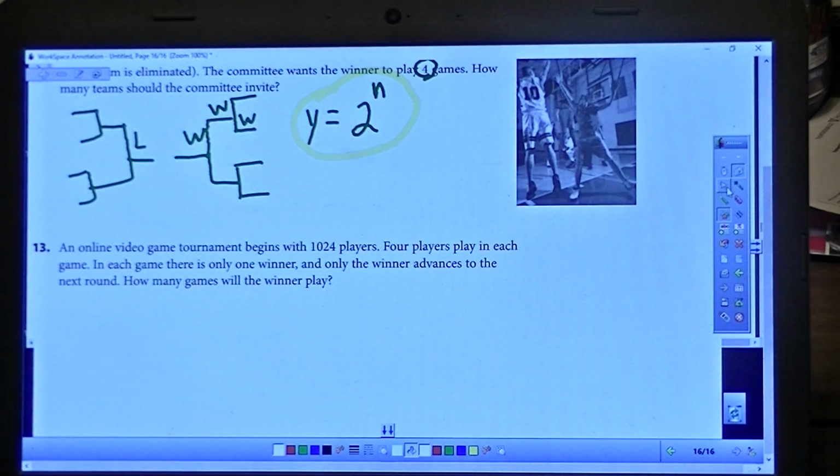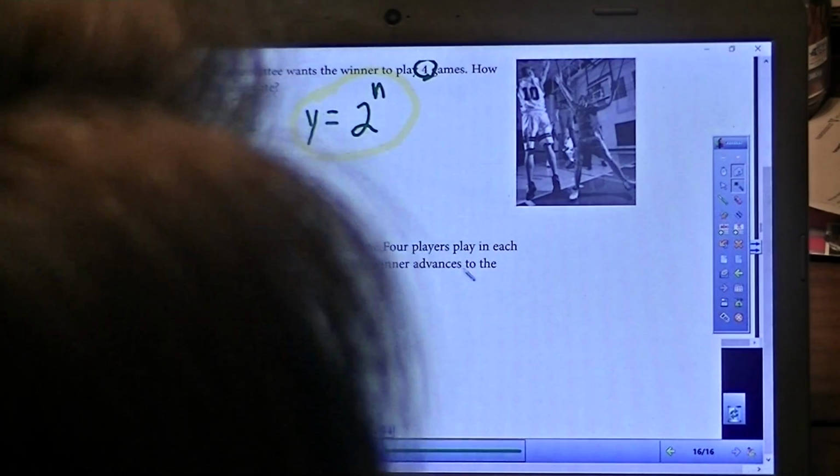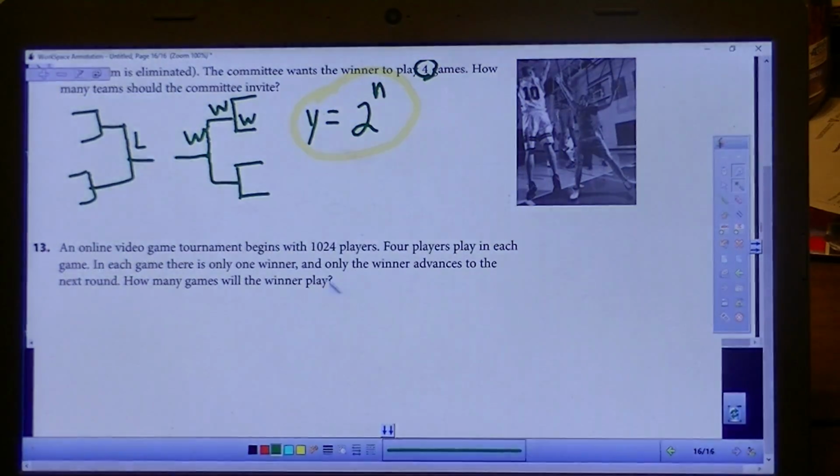What is happening with 13? Okay, we got 124 players. Well, I'm going to have to call her back. Got 124 players, but in this case, what are we doing?